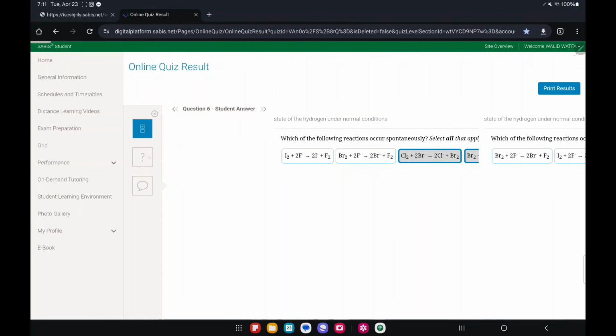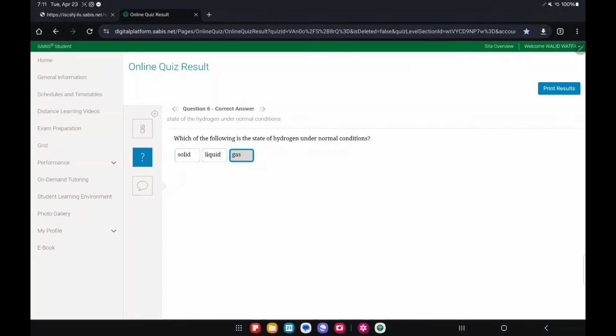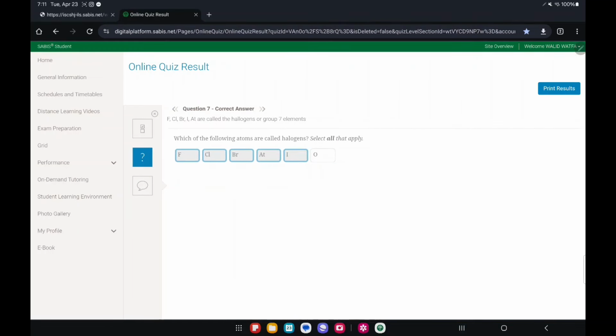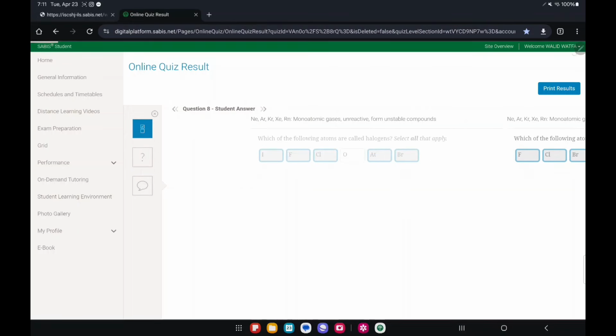Question 6. What is the state of hydrogen under normal conditions? Gas. I mean, it's obvious. It's always a gas. Hydrogen, 99% of the time it's a gas. Which ones are the halogens? F, Cl, Br, At, group 7.